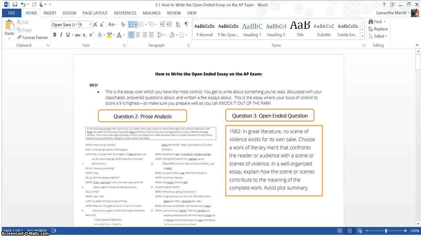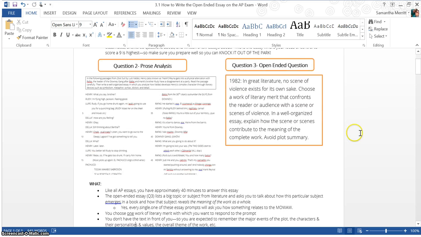For the Q3 essay, you have the most amount of control over what you can write about, and it's the one that we can prepare the most for. So, historically, this has been our best essay year after year for the AP exam, and it's the essay that students enjoy writing the most. So, I think you're really going to enjoy it.